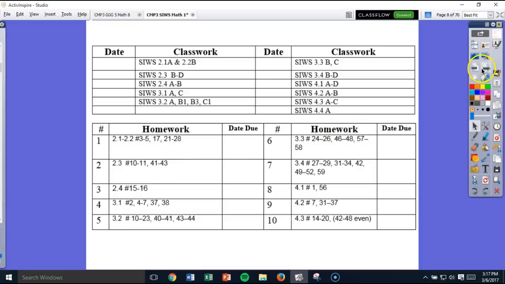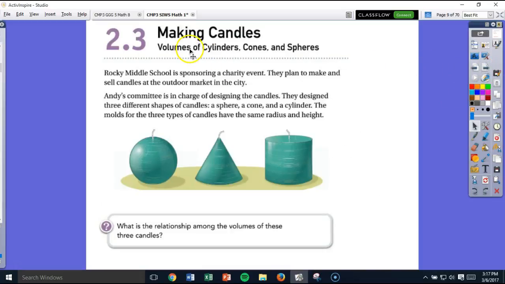2.3 begins on page 31 for us, and the ACES for 2.3 are going to be 10, 11, and 41 through 43. In 2.3, we're dealing with volumes of cylinders, cones, and spheres, and we're going to be making candles. Well, we aren't, but somebody is.